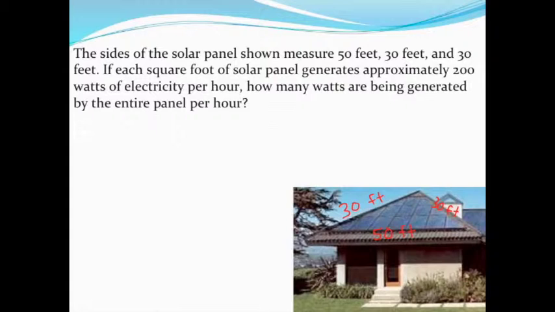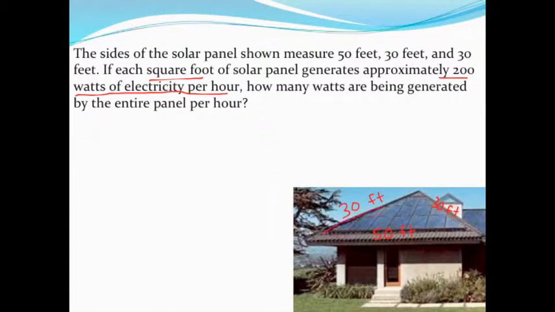In this example, I want to figure out the energy generated by this triangular solar panel. I'm told that every square foot of the panel generates approximately 200 watts of electricity per hour. I don't know whether that's true or if that makes sense, but we're going to go with it in this case. And so I know all three sides of my triangle.